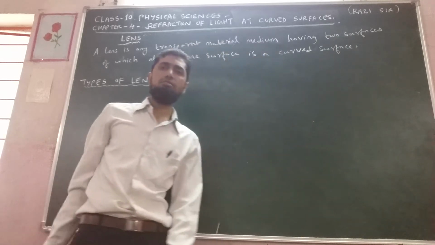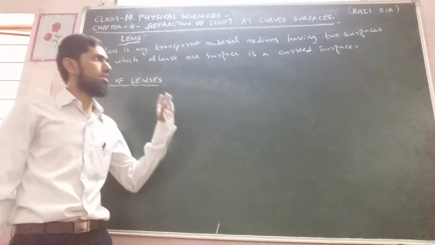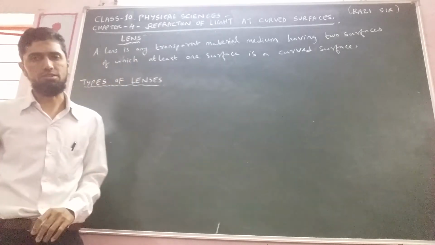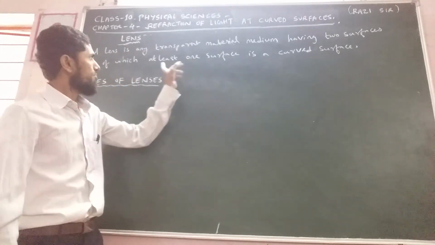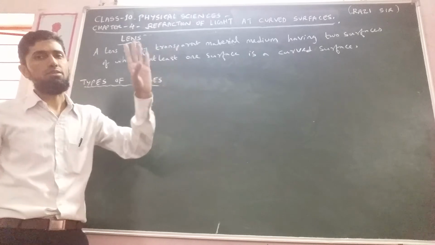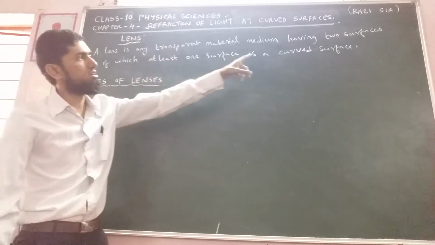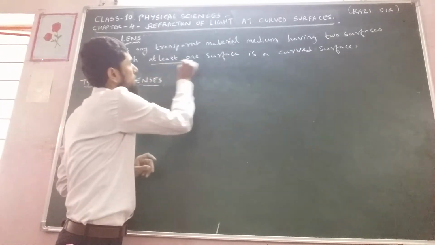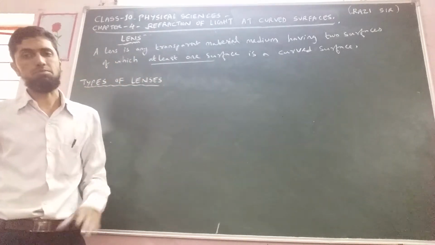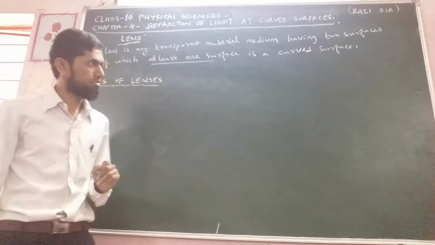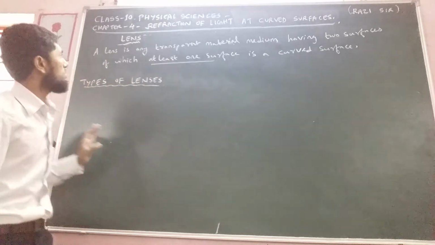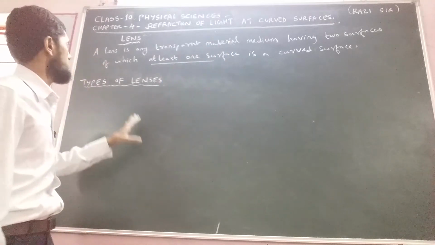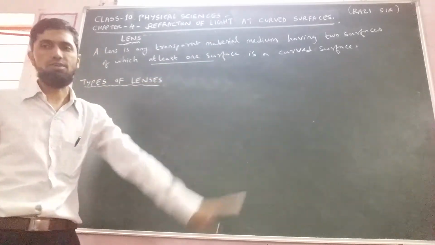So a lens can have one surface as a curve or both of them curved. Only one surface curved is also fine, it is not a problem. It must have at least one curved surface. The other surface may be a plane surface. So what is a lens? It is any transparent material medium having two surfaces, of which at least one surface is a curve.